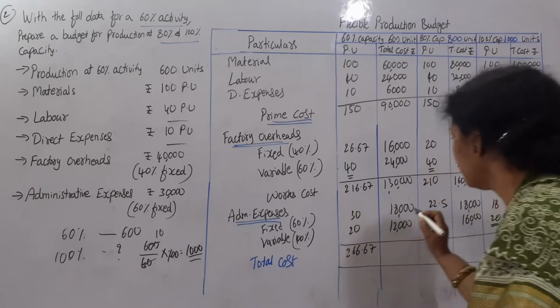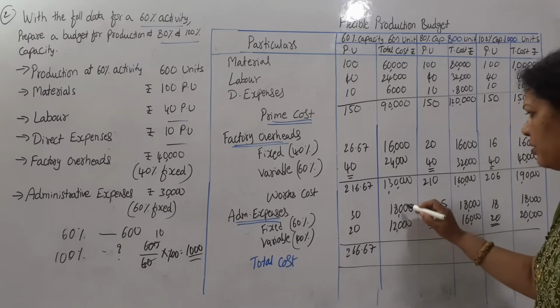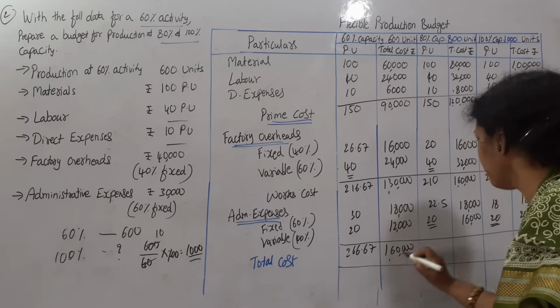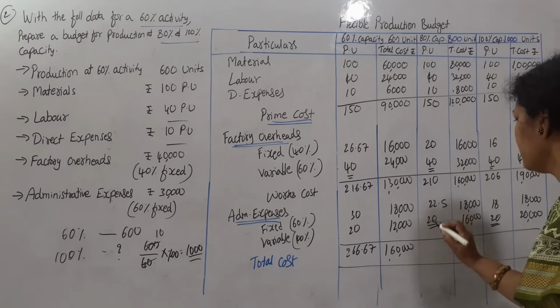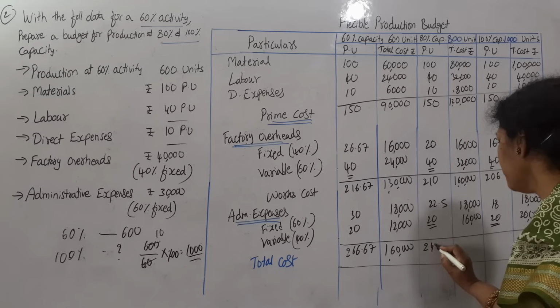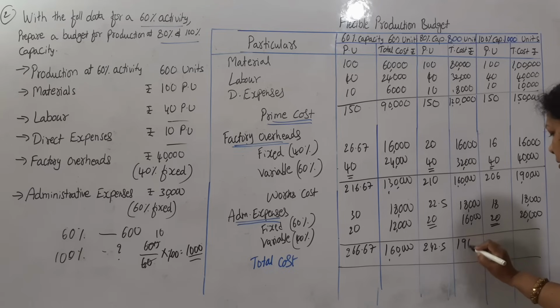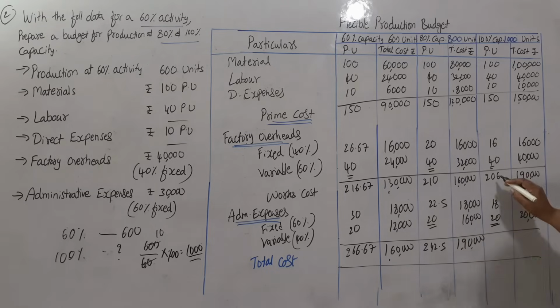266.67 and this total 30,000, no? 30,000 if you add, 1,60,000. And this is 242.5 and 1,90,000. This is here 244 and 30,000 if we add, 2,20,000.